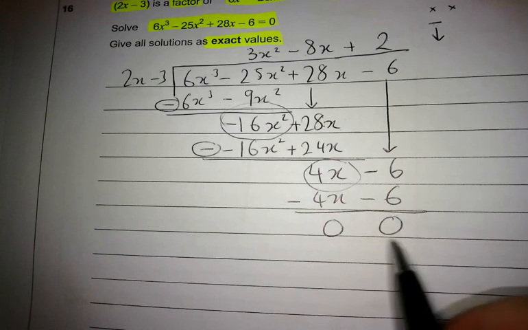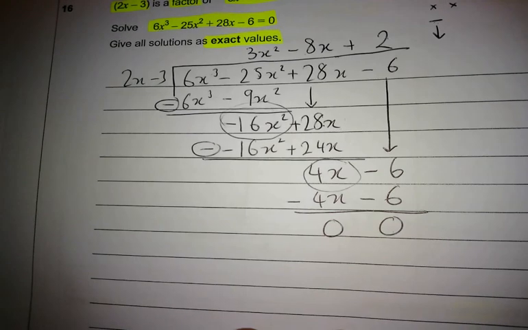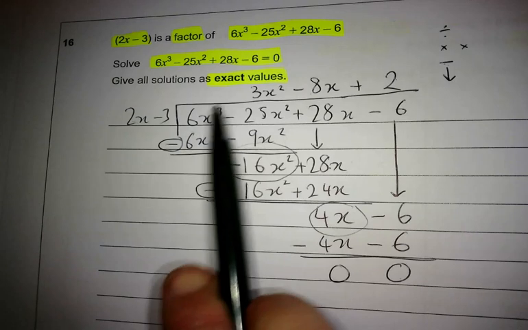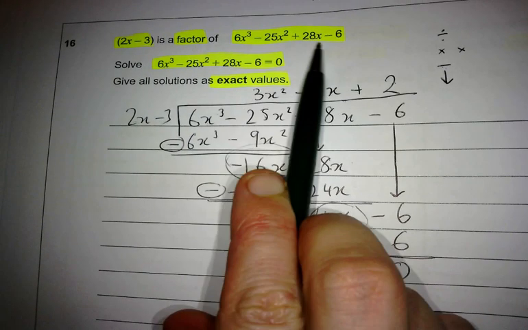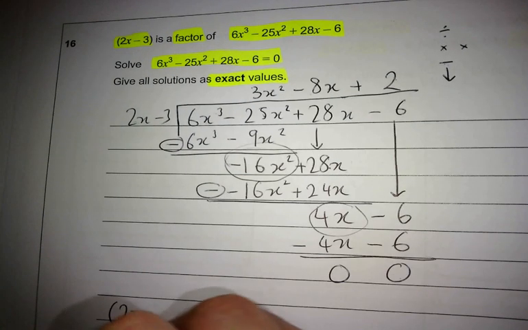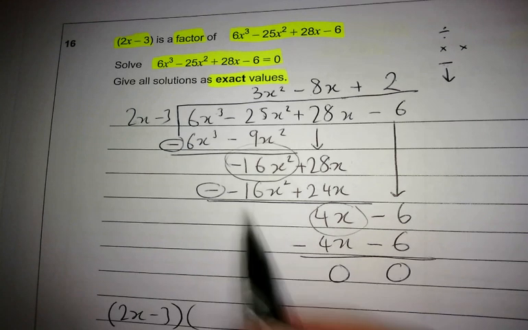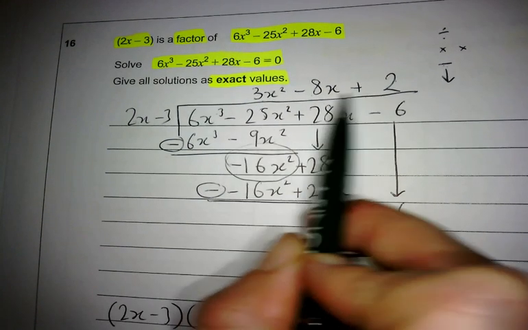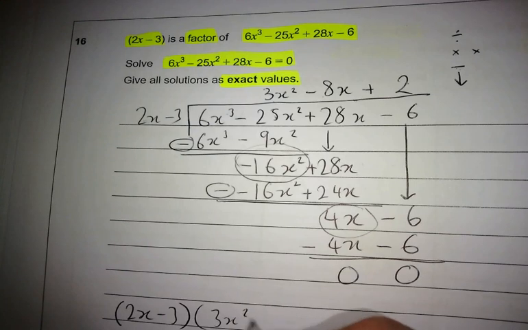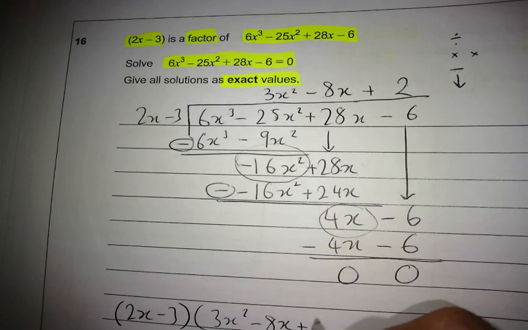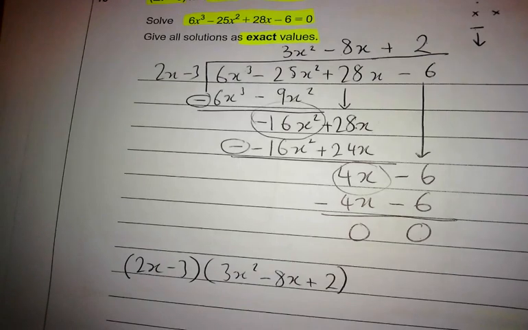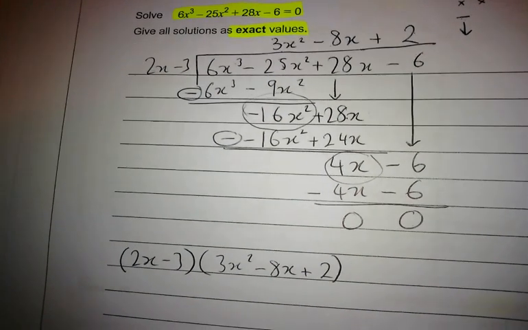And then nothing to drop. If I don't get a remainder of 0, I've gone wrong. I would go back and check my work. So I can write this as 2x minus 3 times by this, 3x squared minus 8x plus 2. And I'm ready to solve.